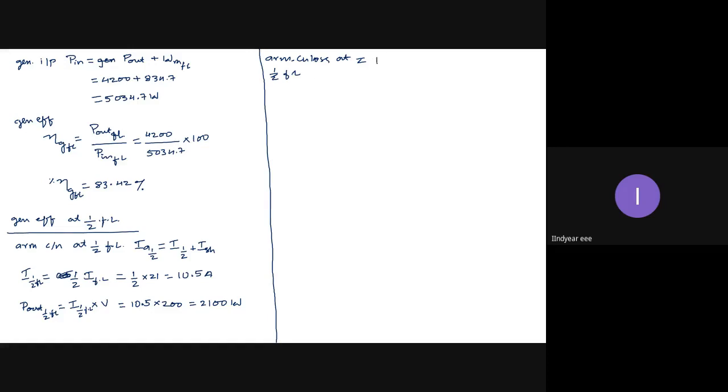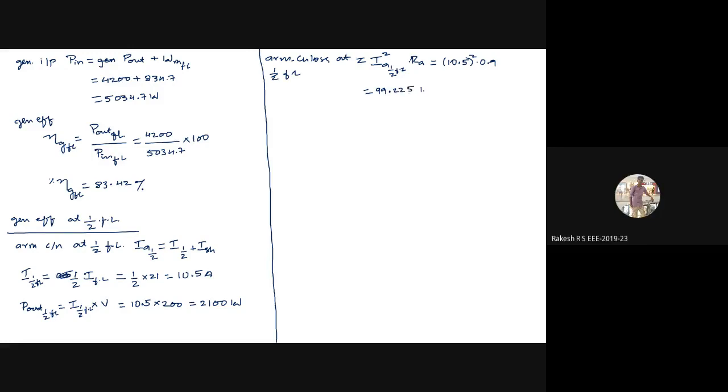It is IA at half full load, squared, into RA, which equals 10.5 squared into 0.9. Yes, what is the value? 99.225.